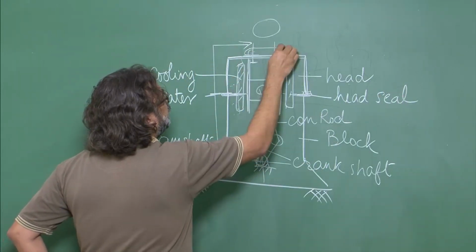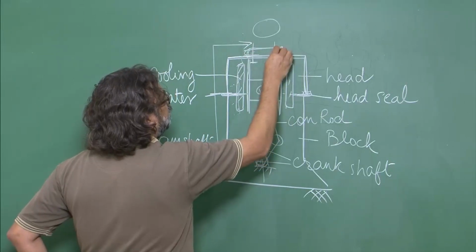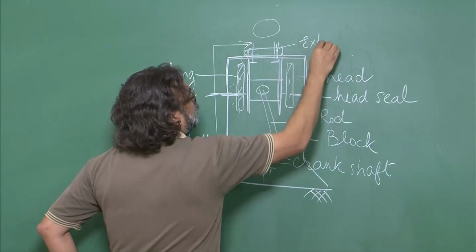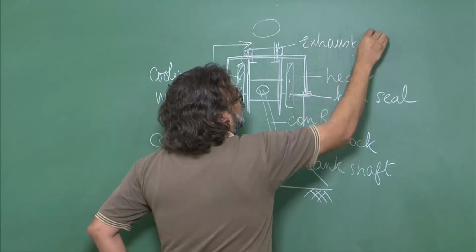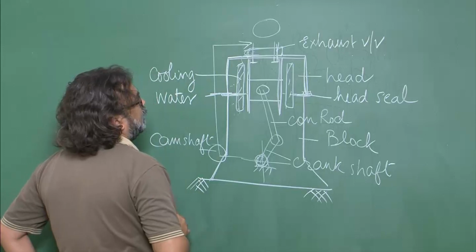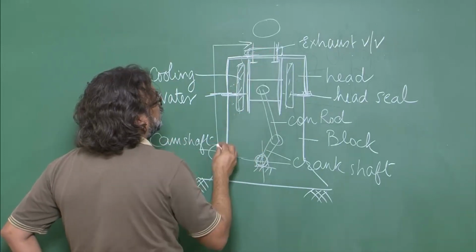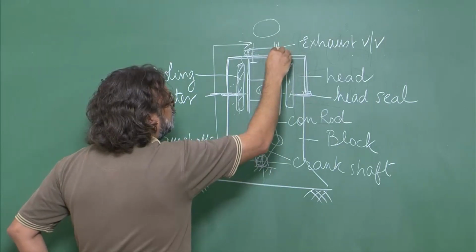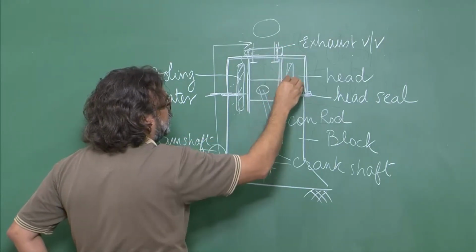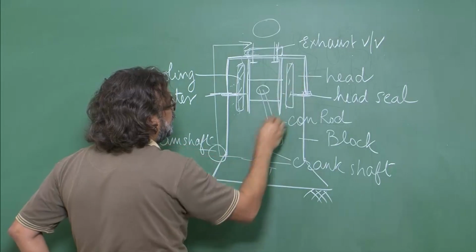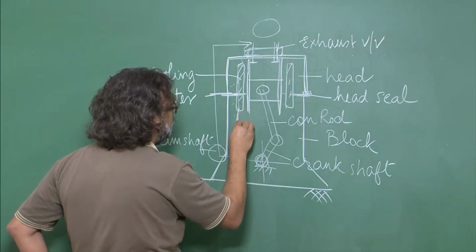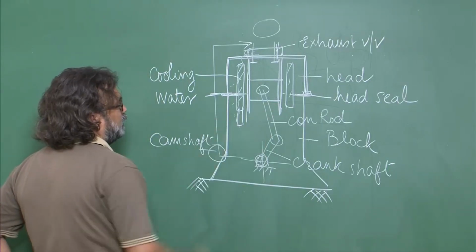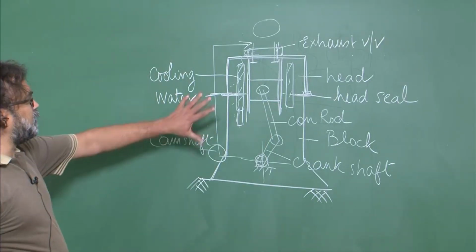It can also cool the top valve area, because the exhaust valve, if this is the exhaust valve, gets heated up, and therefore you need some cooling here also. So the water may go up to the top, and it may cool these valves, typically the exhaust valve. It can cool the cylinder head and cylinder liner. It can also cool the lower portions of the block, and then come out to the radiator. So this is a typical construction.